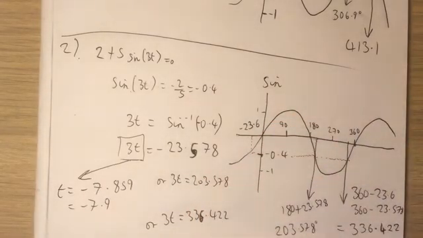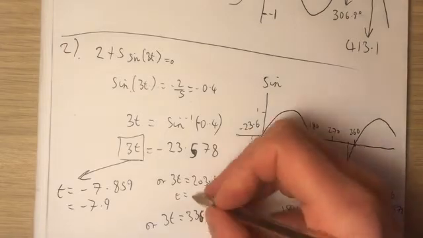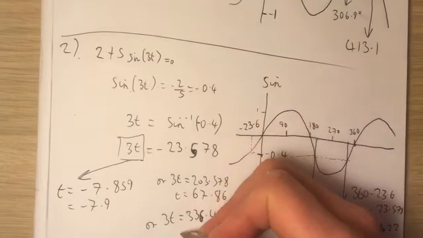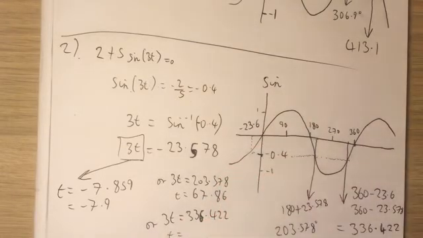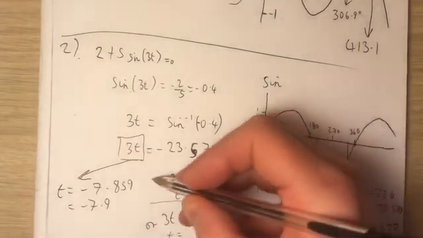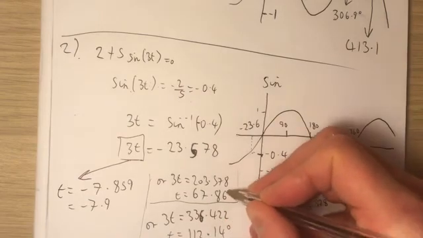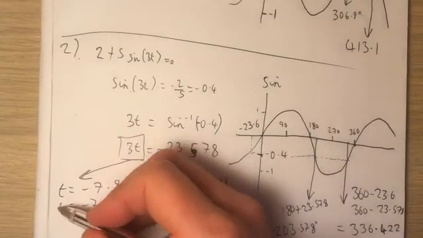So get my calculator out, do this divided by 3, and I'm going to get, let's do it properly, 203.578 divided by 3, and you get 67.86 there, and you get t equals 336.422 divided by 3. So you solve each of these equations separately quite easily. 112.14 degrees. I've got 3 answers so far for t.